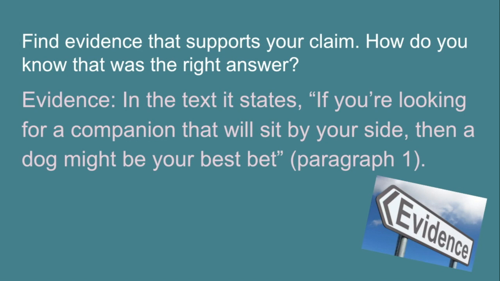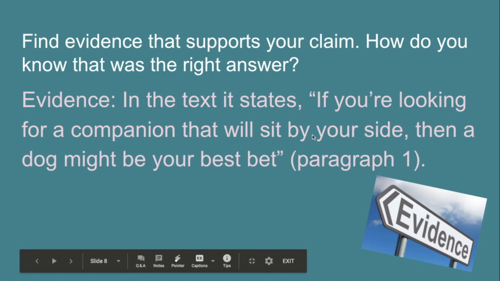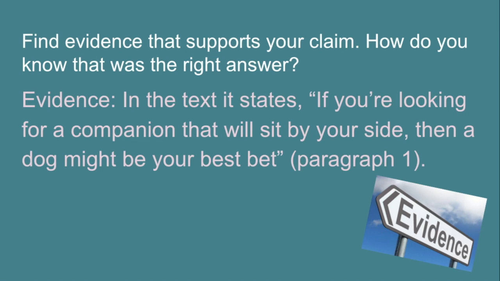Now I want to prove that that is true, that this text is trying to prove that dogs are better pets than cats. So I say, in the text it states, if you're looking for a companion that will sit by your side, then a dog might be your best bet. Paragraph 1. Now make sure you put where you got this information from. It's actually considered plagiarism if you don't say where you got this from. I'm always going to tell you if you need to put paragraph, section, line, page. I'll let you know. But for this one, there's only one paragraph, so it's just going to be paragraph 1.